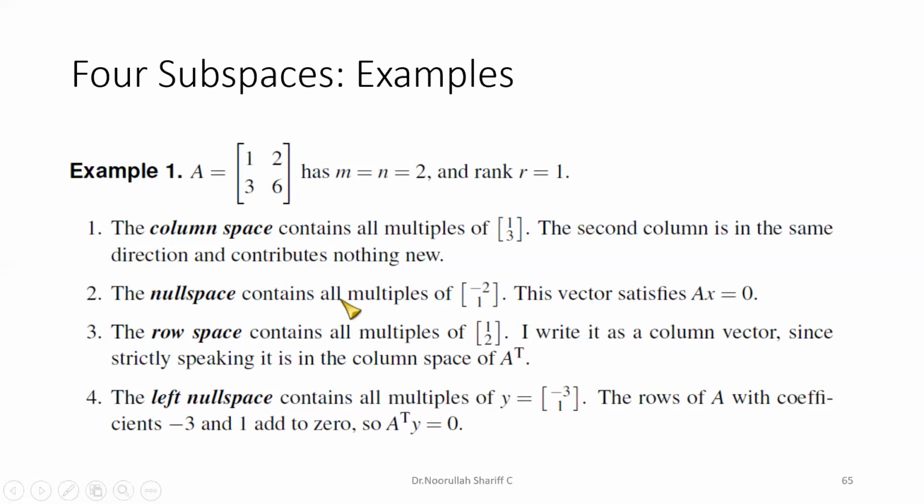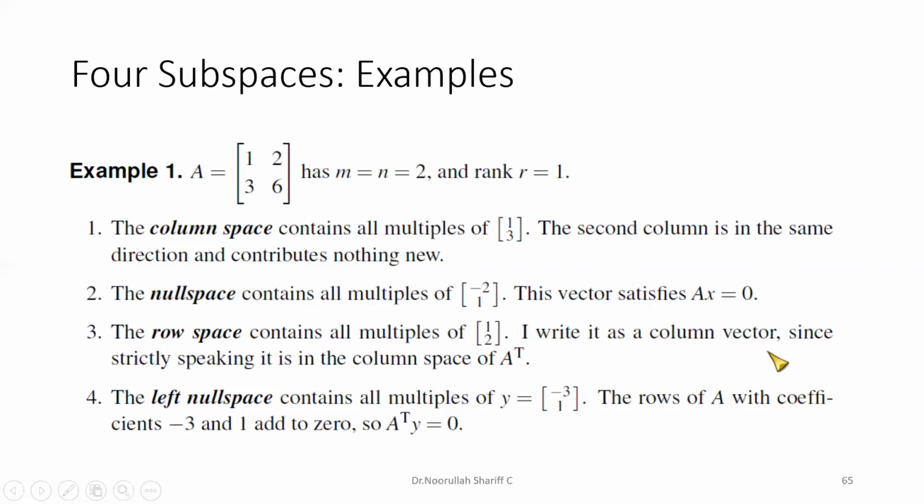The null space contains all multiples of (-2, 1), and this is the one which satisfies the condition Ax equal to 0. We can find this by considering Ax equal to 0, that is, this matrix multiplied by this vector. The solution for Ax equal to 0 gives us the null space. If you multiply this with this, we get a zero vector. The row space contains all multiples of (1, 2).